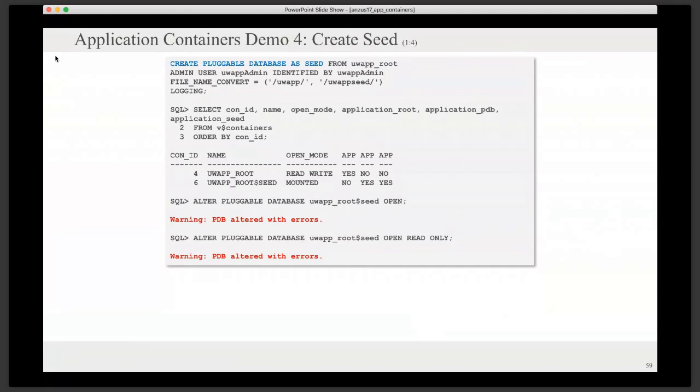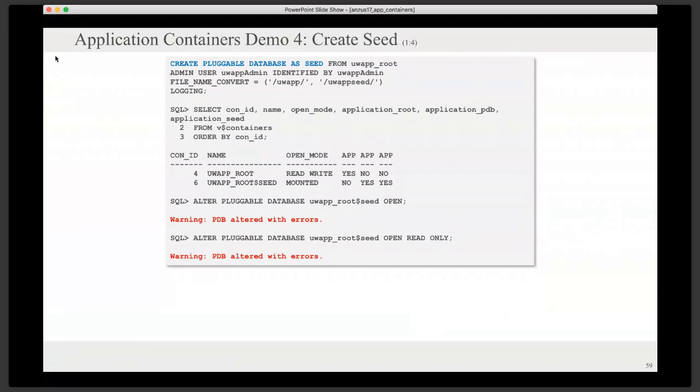Now, you'll remember before when I did select from $sign containers, I was in root. I was in CDB $sign root container 1, and I could see the metadata about every container. Now I'm logged into the application root, so I can look down, but I cannot look up. My view for security purposes is restricted. I can't see the root container above me, but I can see those things that are plugged in below me. So I've created a seed under my application root.